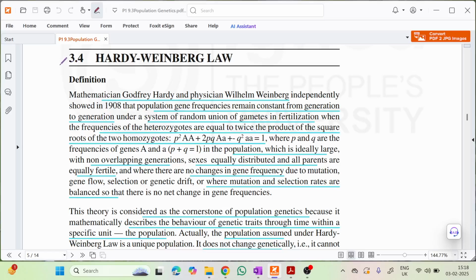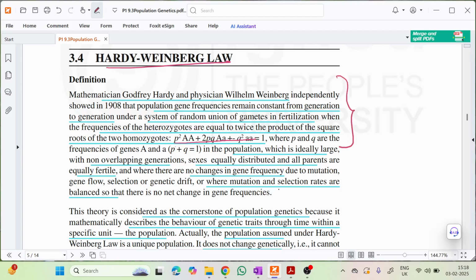Good afternoon, everyone. I'm going to start with a new topic, Hardy-Weinberg law, and the chapter is population genetics. Mathematician Godfrey Hardy and physician Wilhelm Weinberg independently showed in 1908 that population gene frequency remained constant from generation to generation under a system of random union of gametes in fertilization, especially when the frequency of the heterozygotes is equal to twice this equation. p square plus q square plus 2pq is equal to 1.